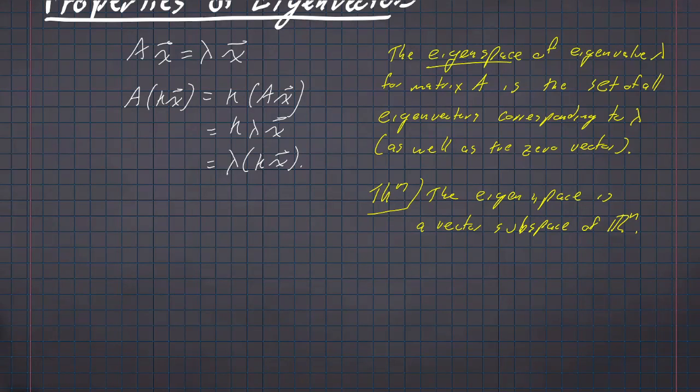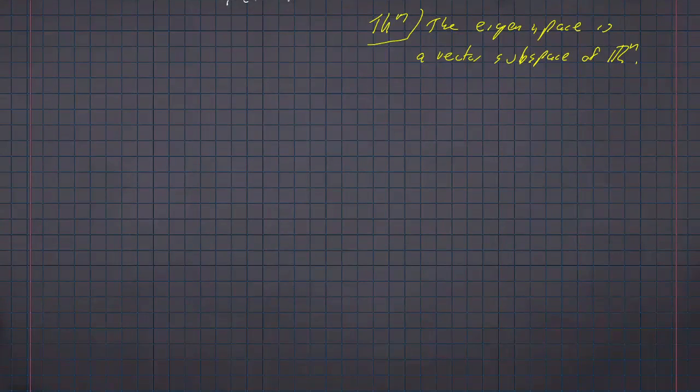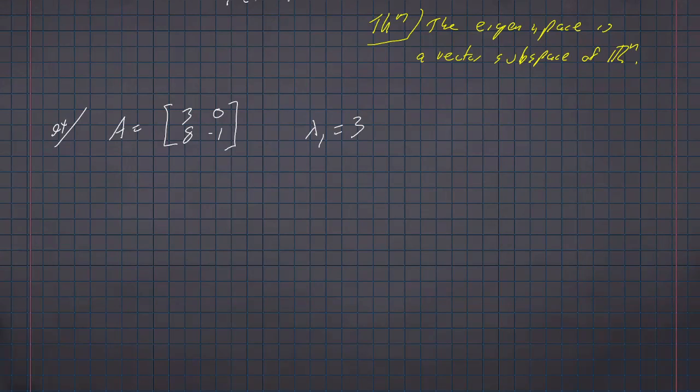Instead, I want to start looking at a couple of specific examples. Let's start off with a matrix that we have already encountered. Matrix A is 3, 0, 8, negative 1. We saw last time that there are two eigenvalues for this matrix, lambda equals 3 and lambda equals negative 1.